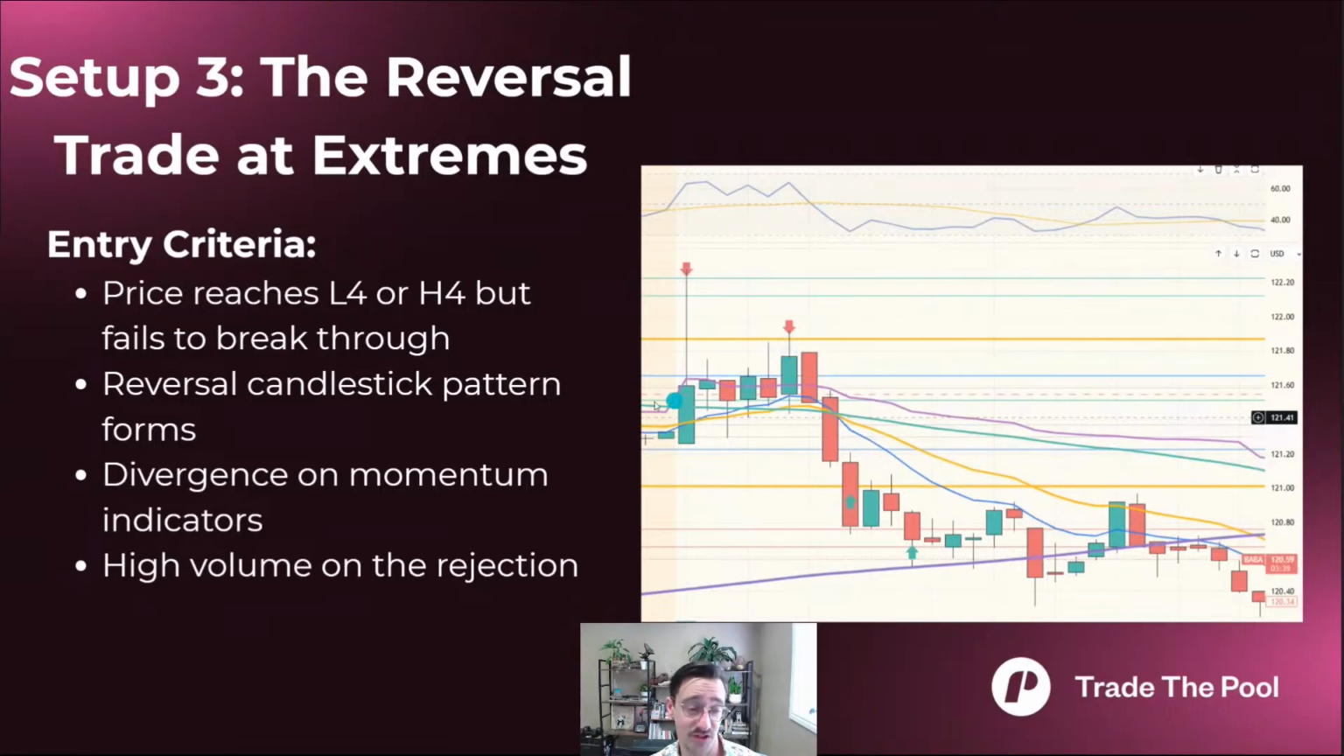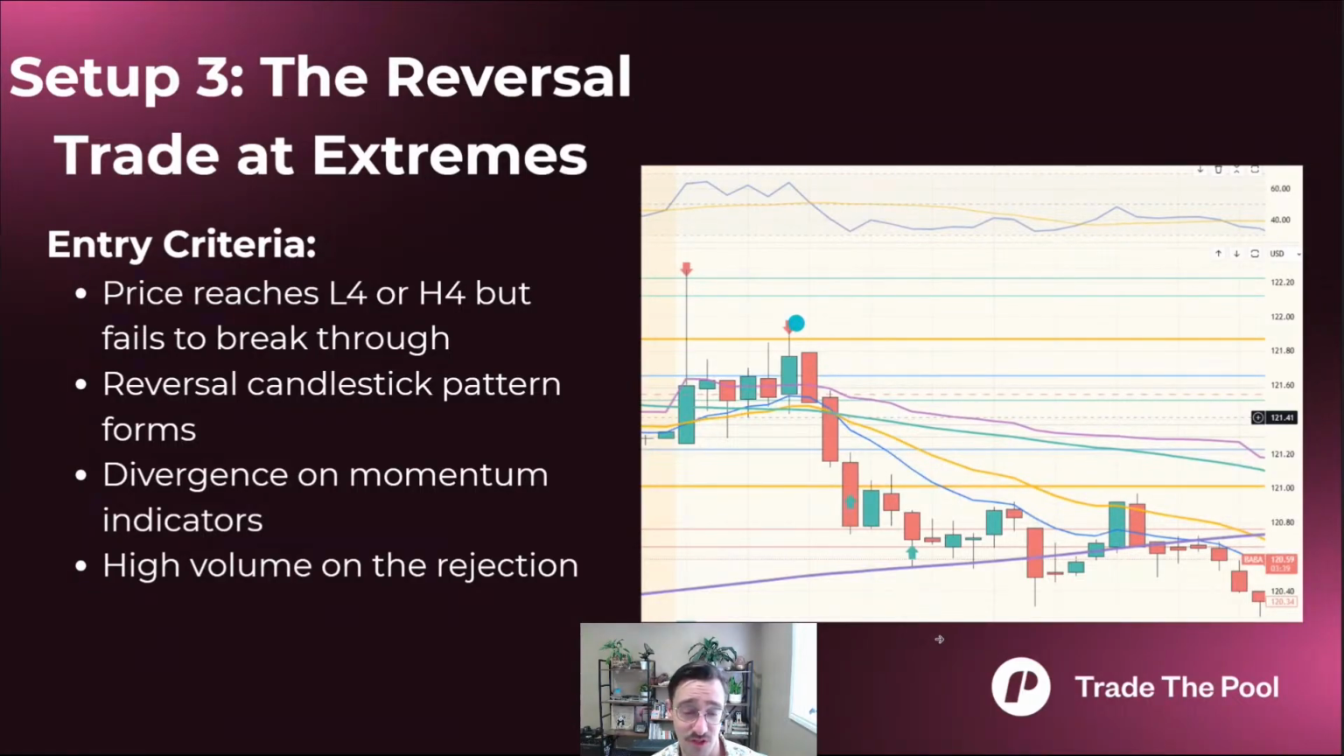So then ideally you also have divergence on momentum indicators, or some other confluence. High volume on the rejection is always amazing. This one, did I cut off my volume? Whoops. Well, we can check this one out on the real charts after, but I'm pretty positive this had quite substantial volume on this follow-up red candle here, and it was following the volume that started coming in off of this rejection from this level here.